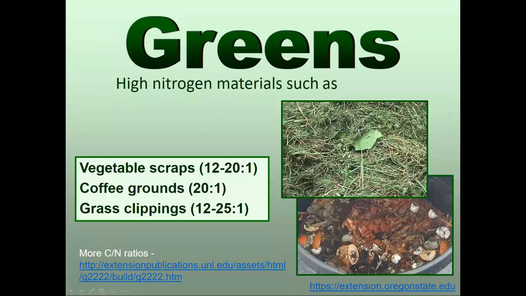And our greens are higher nitrogen materials, so kind of more of the fuel that we can use. Vegetable scraps are between 12 to 20:1. Coffee grounds are around 20:1. And grass clippings are, again, between 12 and 25:1. And let's look at another set here of ratios.